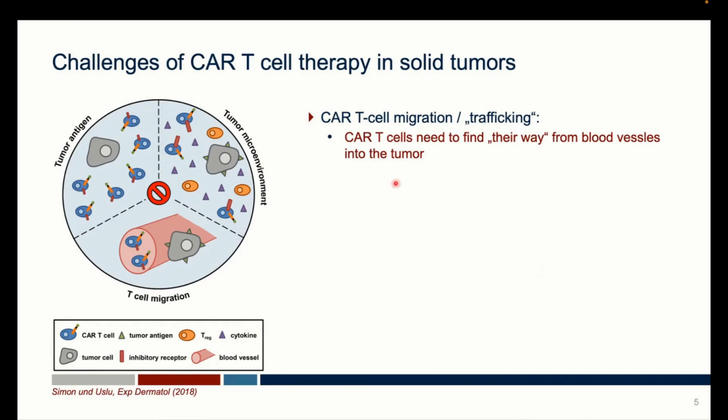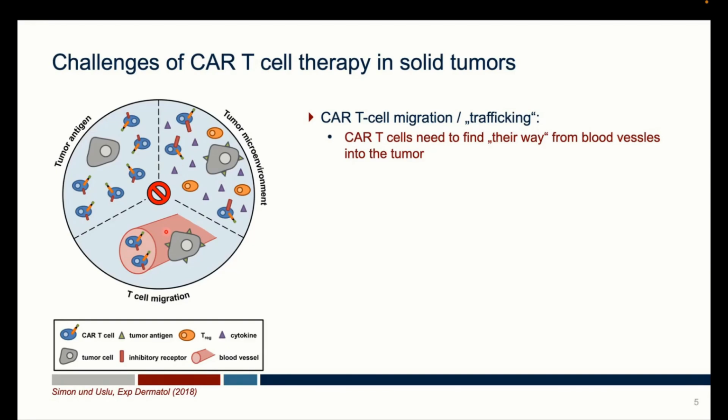And challenges of CAR T cell therapy in solid tumors are different. For example, one of the problems is the CAR T cell migration or the trafficking. So that means that the CAR T cells need to leave the blood vessels and find their way from the blood vessels to the solid tumors, whereas in hematological malignancies, the cancer cells are in the blood vessels. So that's different.